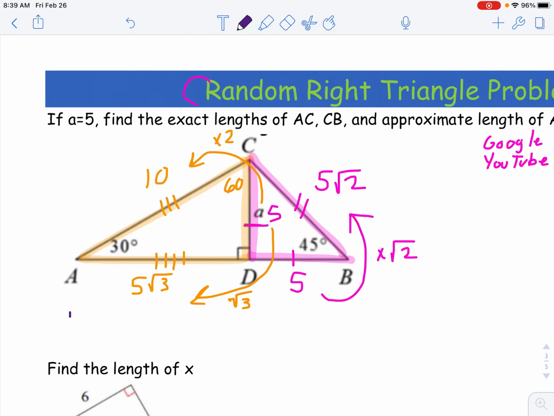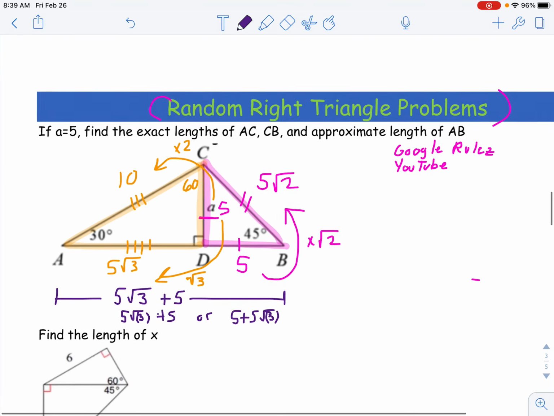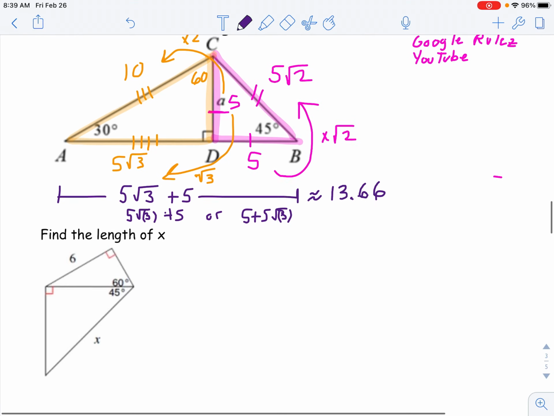All right, and then it said find the approximate length of AB. This is just going to be 5 radical 3 plus 5. So just be careful plugging it into a calculator. Again, you'd have to close parentheses plus 5, or do 5 plus 5 radical 3. Getting the approximate length, it's going to be about 13.66. All right.